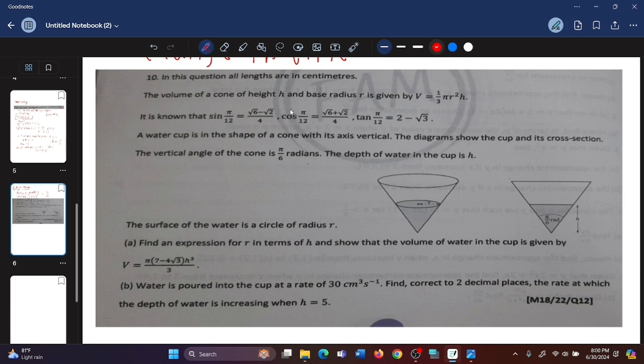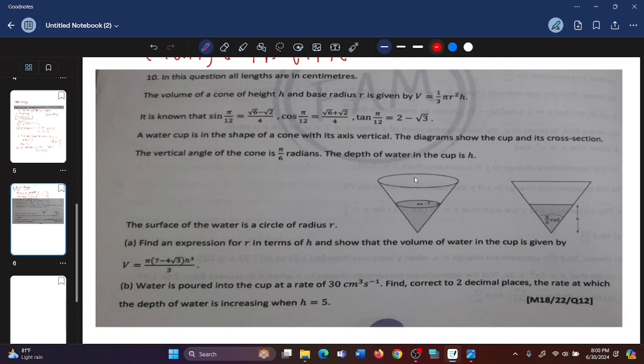A water cup is in the shape of a cone with its axis vertical. The diagram shows the cup and its cross section. The vertical angle of the cone is pi by 6 radians. The depth of water in the cup is h. So this angle is pi by 6 radians.